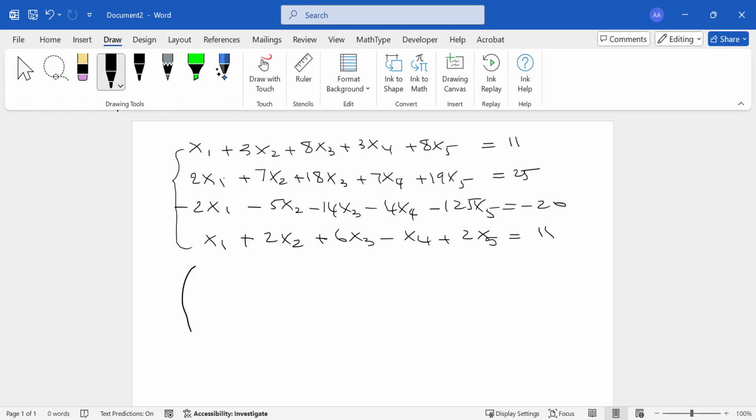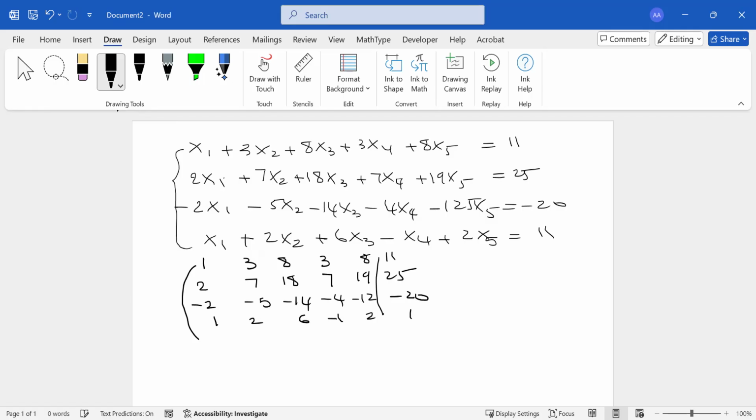So let's write the augmented matrix, which is 1, 3, 8, 3, 8, and then we have 11, 2, 7, 18, 7, 19, and then we have 25, -2, -5, -14, -4, -12, and then we have -20, and finally 1, 2, 6, -1, 2, 11.